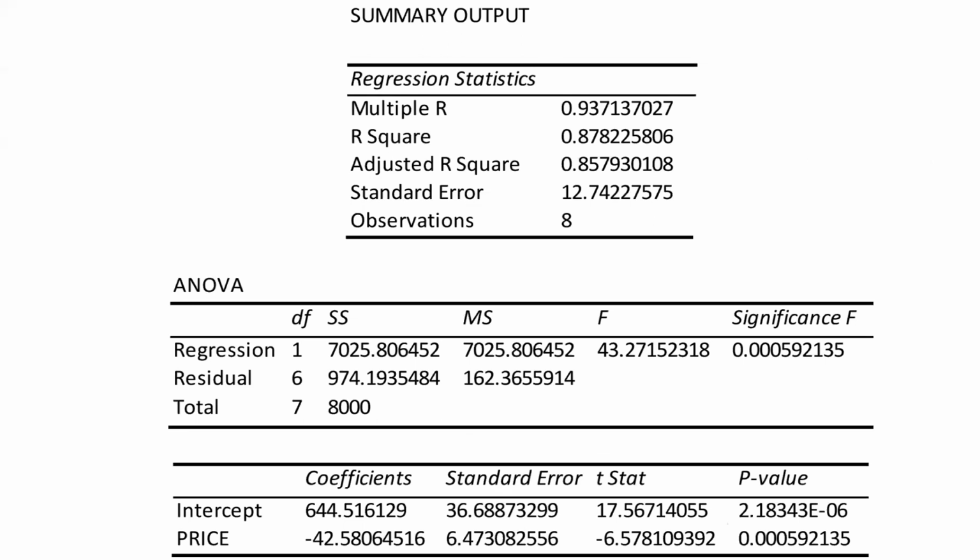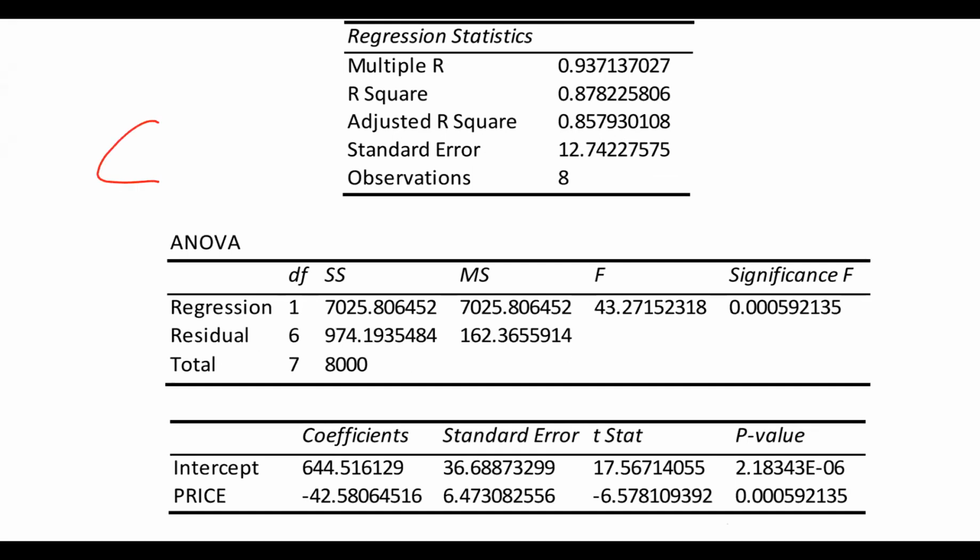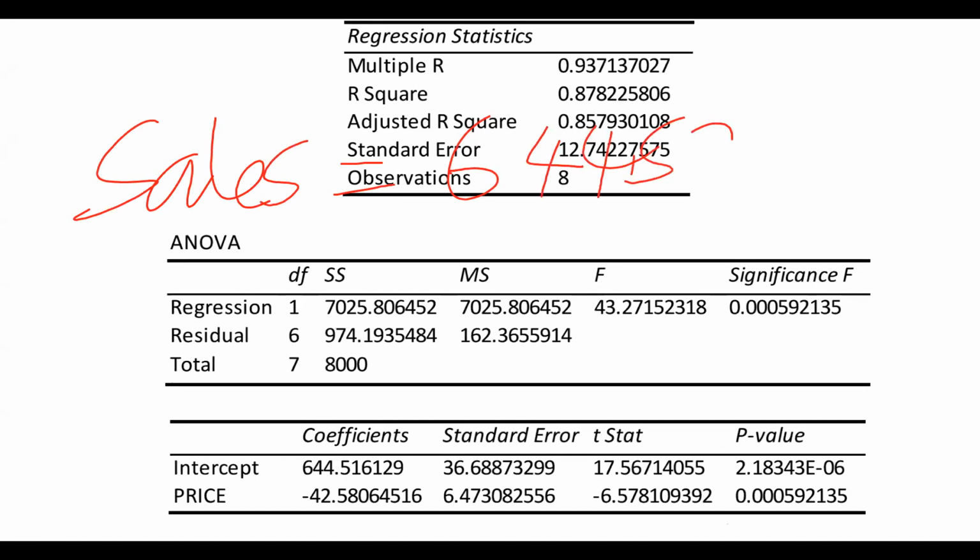This is the model. Your sales will be determined by the constant 644.52, right? Plus, this is our beta now, our first beta. It will be negative, minus 42.6P. Okay, this is our model, right? So as P goes up, we'll be just putting a certain price, then you see the changes, right? This is what the model really means.